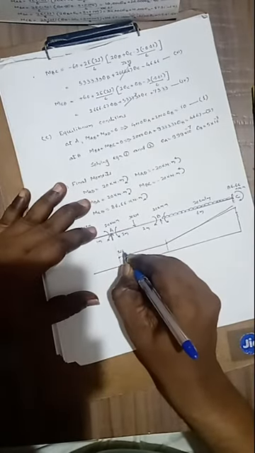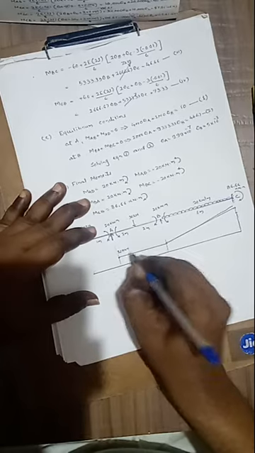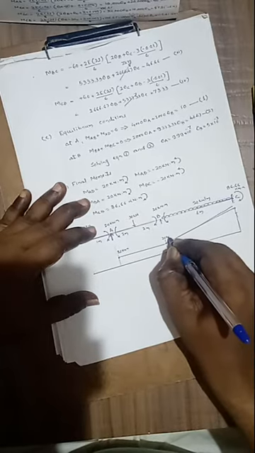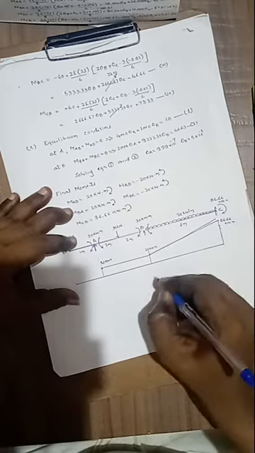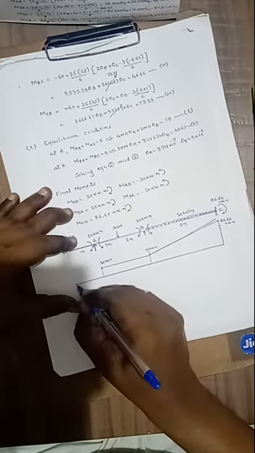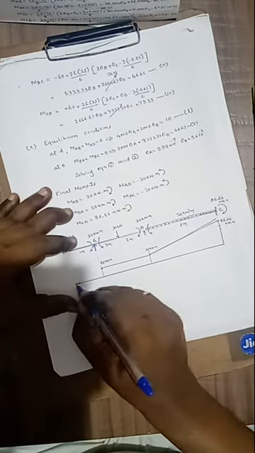Here, this one is 20 kilonewton meter. This one is also 20 kilonewton meter. Here, these are the ordinates of the bending moment diagram. This one is 86.66 kilonewton meter. Here, we will represent these above the reference line or bottom line.